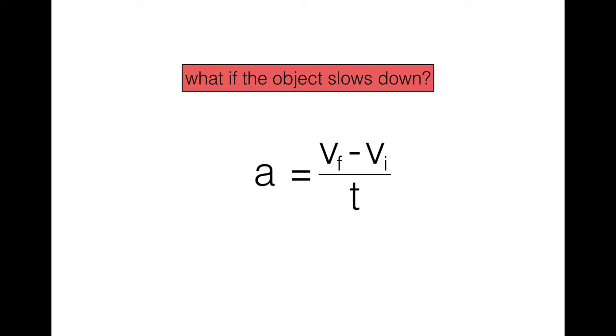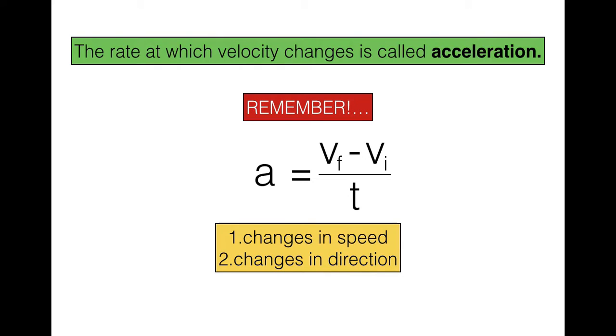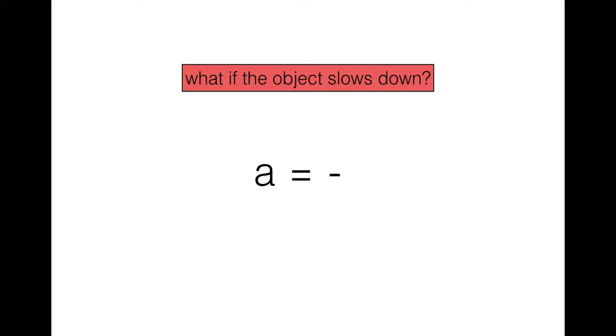So what happens if the object slows down? Well, that means that your initial velocity is greater than your final velocity, which means you're going to have a negative number, which means there's a negative acceleration. And that's okay. All that means is that the object is accelerating in the opposite direction that it's moving, which means it's decelerating, it's slowing down. It's the same thing that happens when you're approaching a stoplight. When you're approaching a stoplight, you're slowing down. You're still accelerating, but you're accelerating in a negative direction, and you feel that as you're driving.